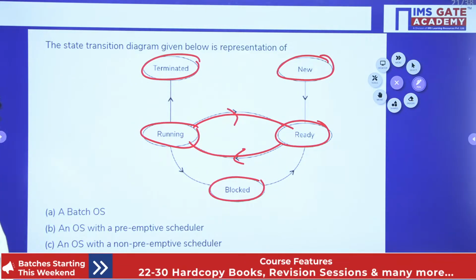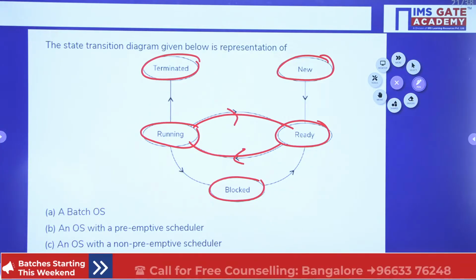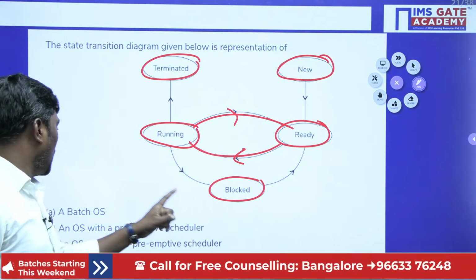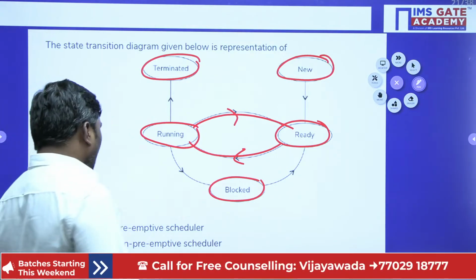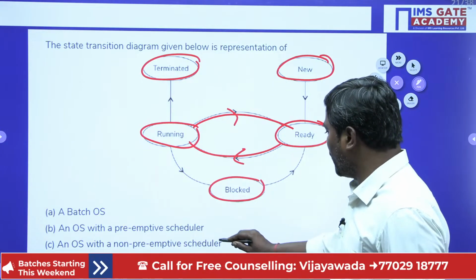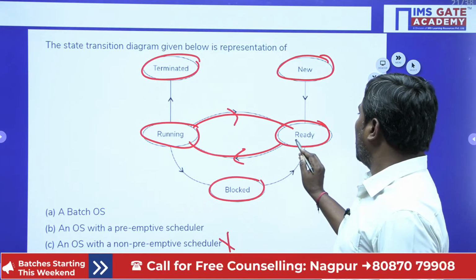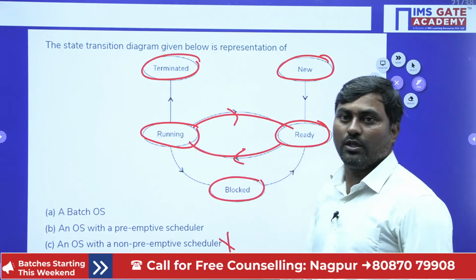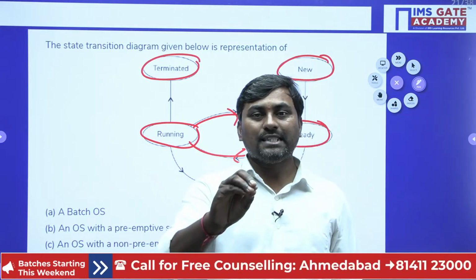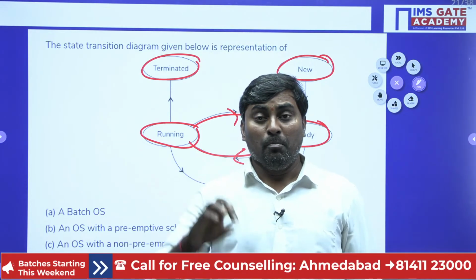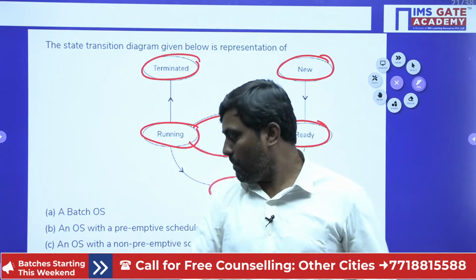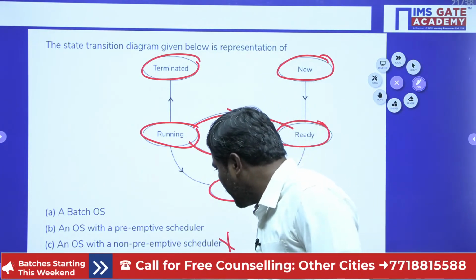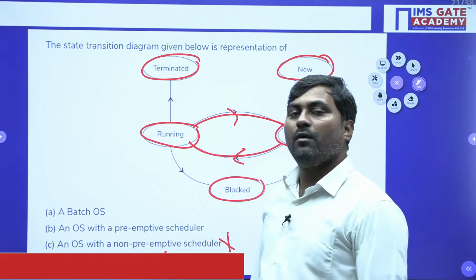Which process is it: a batch operating system, an OS with a preemptive scheduler, an OS with a non-preemptive scheduler, or a uniprogram? So some options you can eliminate. It is not non-preemptive, it is preemptive, because you can see ready to running, and running to ready also there. In the last class I mentioned that the presence of a ready queue always indicates a multi-programmed operating system. So option D is eliminated.